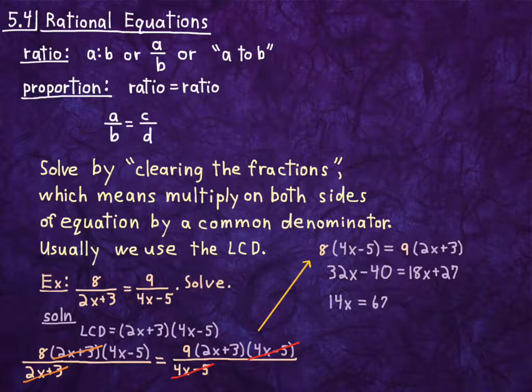Then what did I do? I subtracted the 18x from both sides. In other words, move the 18x to the left and make it negative, and combine it with the 32x, and you get 14x. 32 minus 18 is 14. And then added the 40 to both sides, right? And I got 67 on the right. And then you just cross multiply, basically. You just divide both sides by 14. Like so.